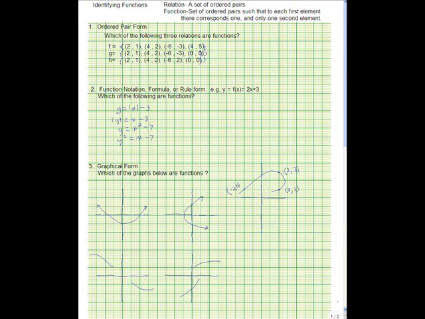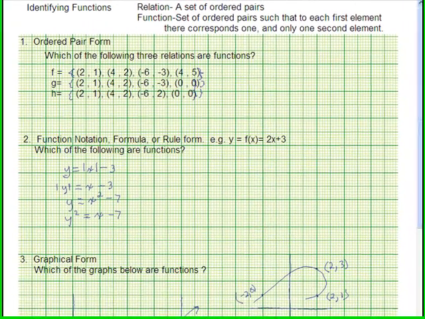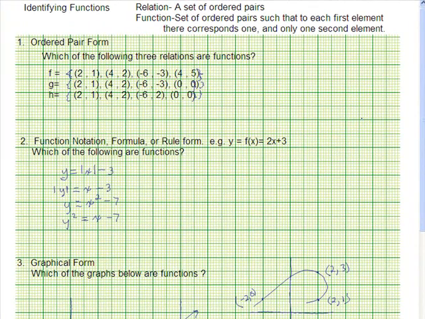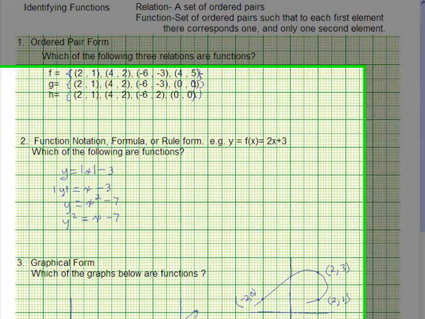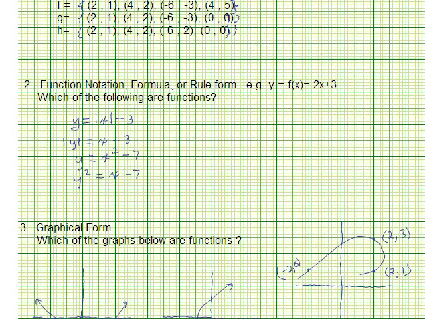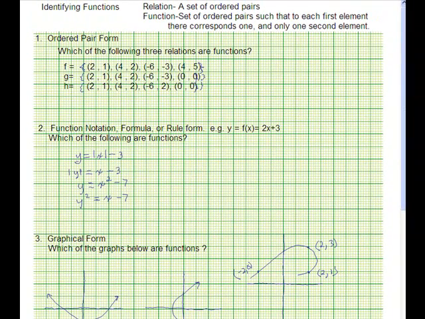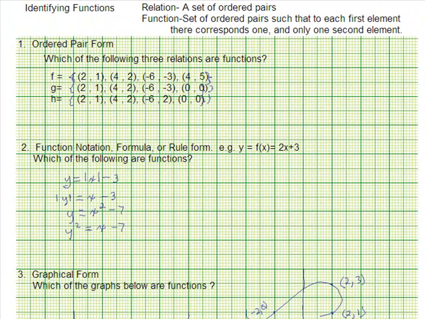In this podcast, we're going to discuss the meaning of the word function, and we're going to show you how to identify a function in its three basic forms. The first form is the ordered pair form. The second form is the function notation or formula form, and the third form of a function is its graphical form. So let's begin. We'll begin with the definition of a relation.